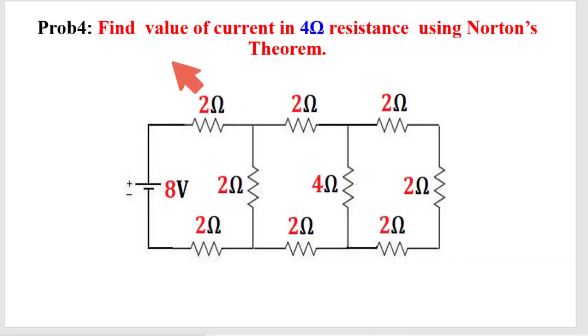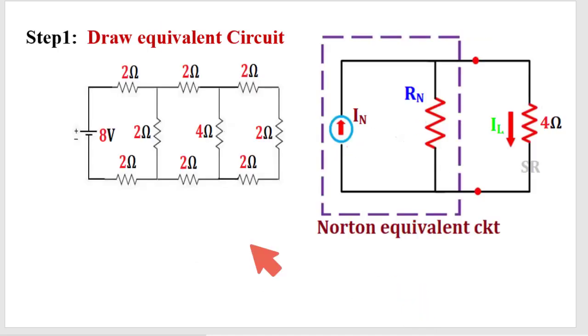Next problem. Find the value of current in the 4 ohm resistance using Norton theorem. So this is the load here. We need to find the current through this 4 ohm resistance. First step, drawing the equivalent circuit. This is the Norton current, the Norton resistance in parallel, and this is the load, the 4 ohm resistance. So this is the equivalent circuit.